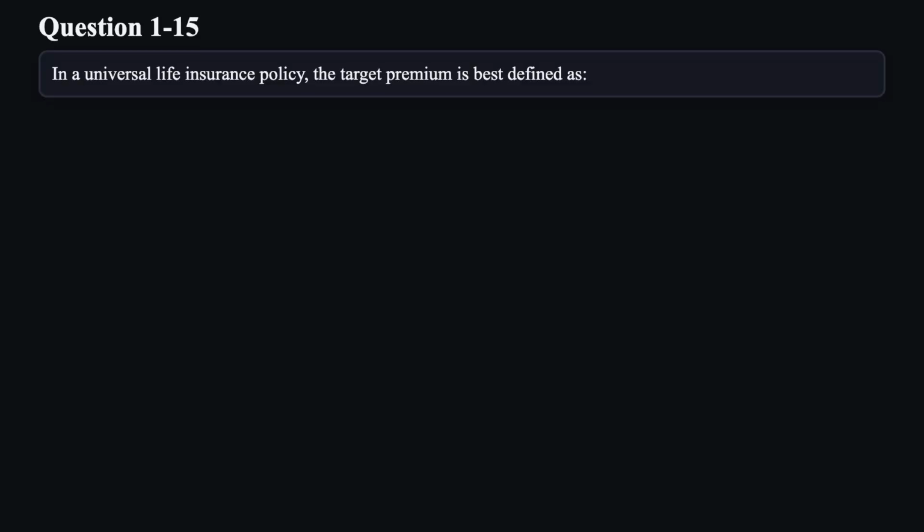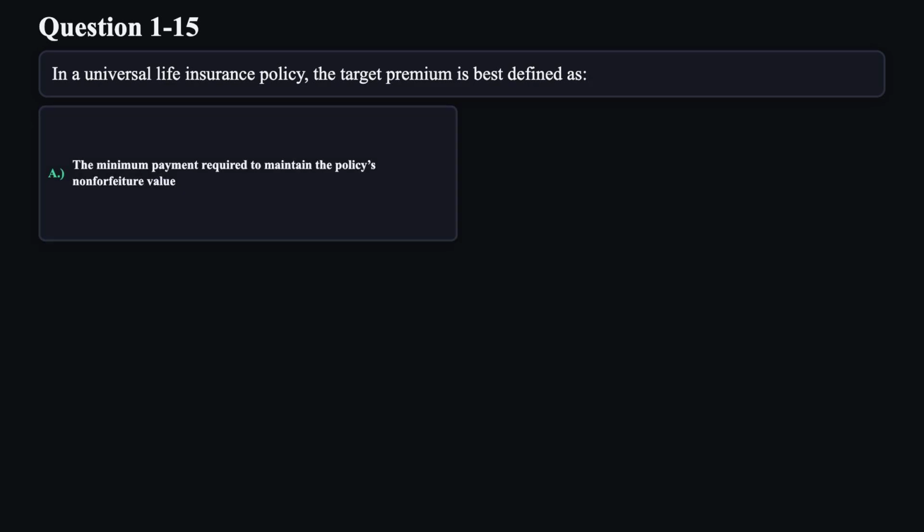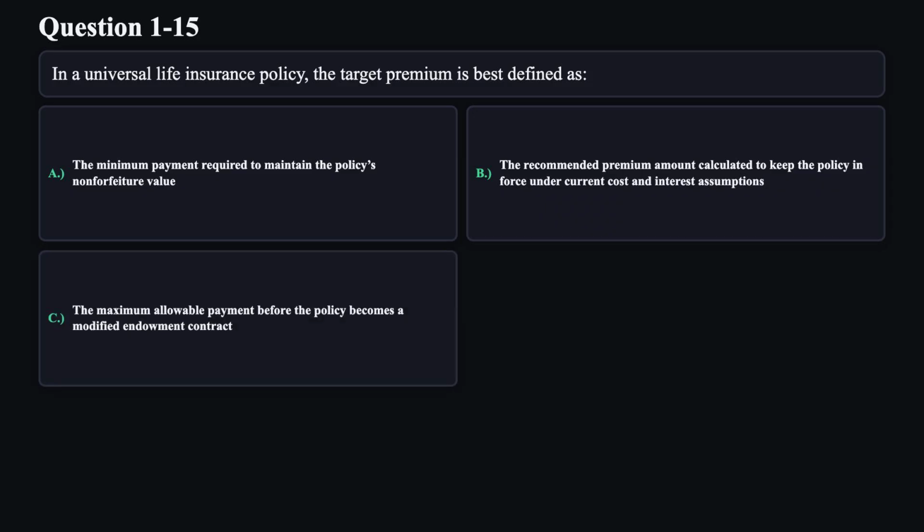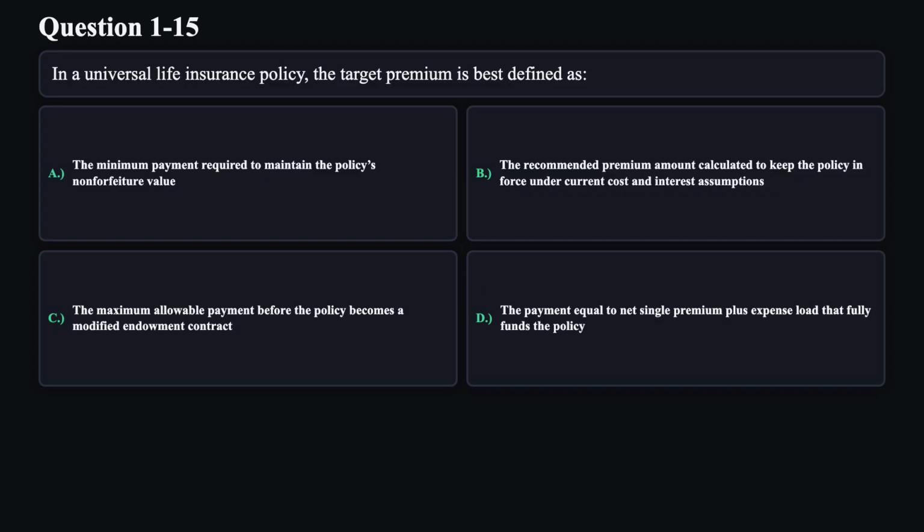Question 15. In a universal life insurance policy, the target premium is best defined as: A. The minimum payment required to maintain the policy's non-forfeiture value. B. The recommended premium amount calculated to keep the policy in force under current cost and interest assumptions. C. The maximum allowable payment before the policy becomes a modified endowment contract. D. The payment equal to net single premium plus expense load that fully funds the policy.